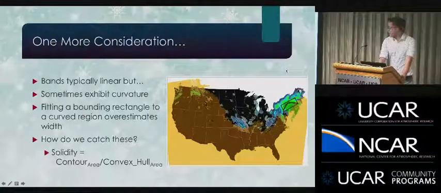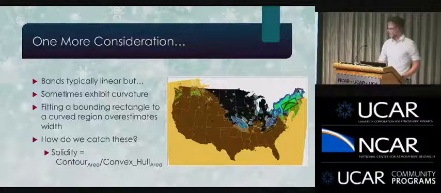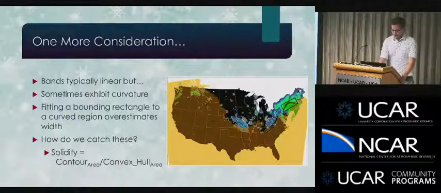So as an alternative to catch these sometimes curved bands, we decided to look at the solidity of the object, which is the contour area compared to the area of the convex hull of that contour. So the idea is that the area of the contour itself is going to be relatively low compared to the area of its convex hull.